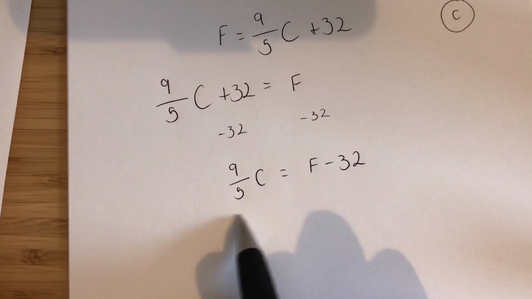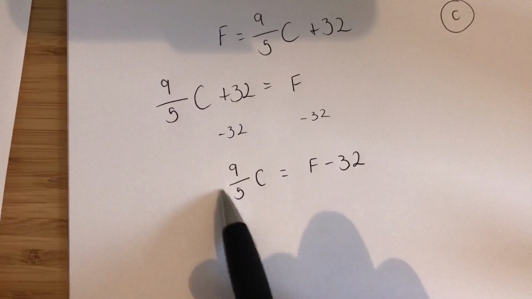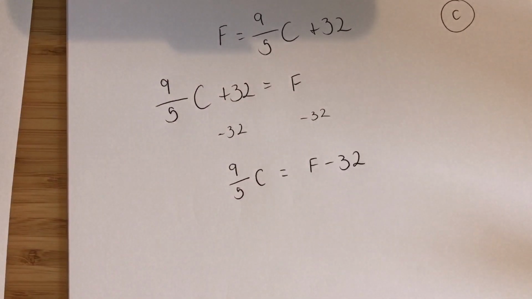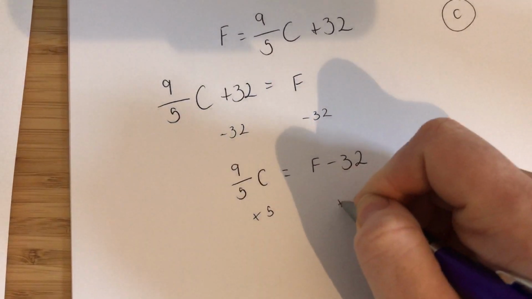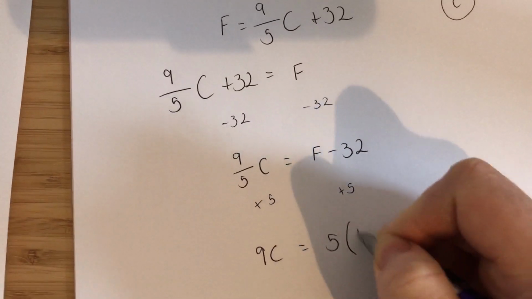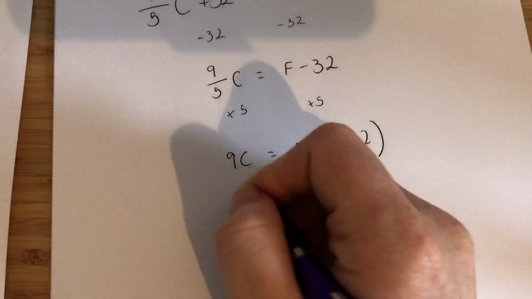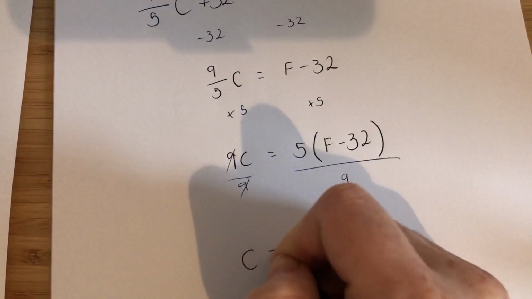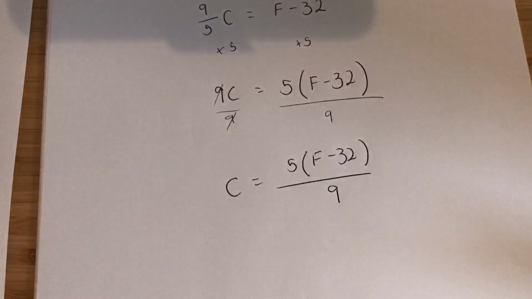Now there's two different ways you can deal with this fraction. You can deal with it each one bit at a time, or you can do the whole thing. You could divide by 5 over 9. I'm just going to do each one separately, just so you can see what I'm doing. So to get rid of this divide by 5, I'm going to multiply by 5 on both sides. So multiply by 5 on that side, you've just got 9c left, and you'll have 5 multiplied, and just be careful because it's multiplied by the entire thing. Then to get c by itself, you divide by 9 on both sides. So we have c equals 5 times f minus 32, over 9.